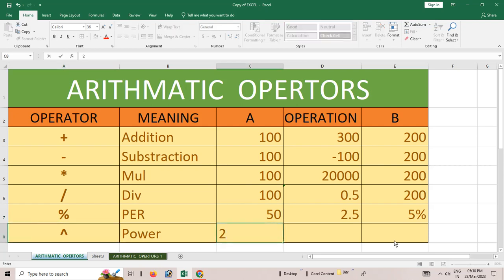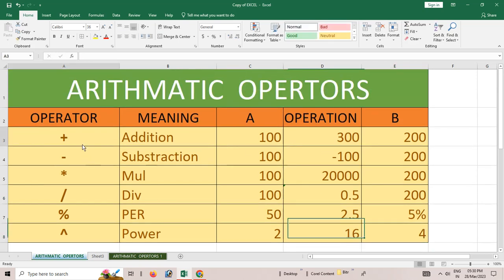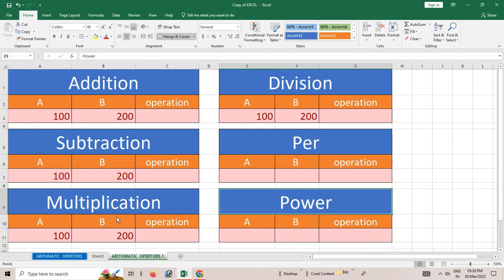Now see here, the next function is power. Here 2 and 2. Equal to 2 to the power, caret sign, 2. 2 to the power 2 means 4. 2 to the power 3 means 8. 2 to the power 4 means 16, and so on. This is called arithmetic operator.